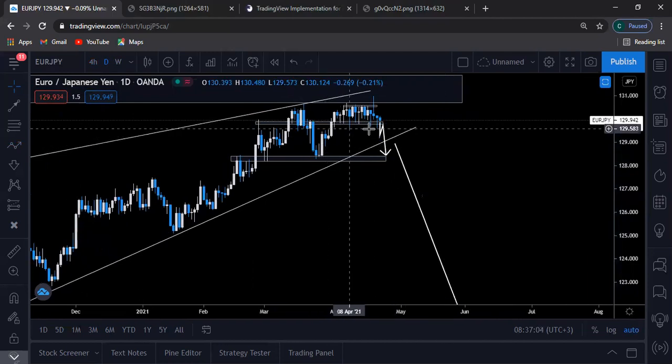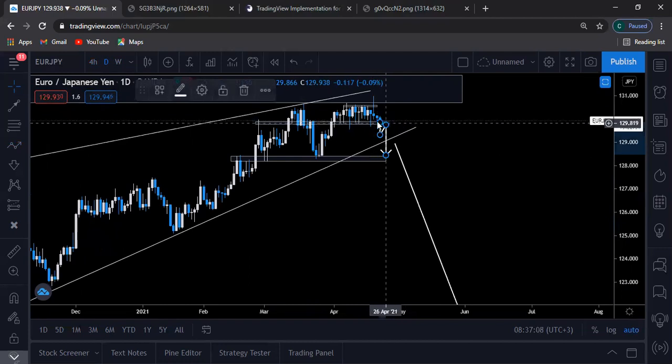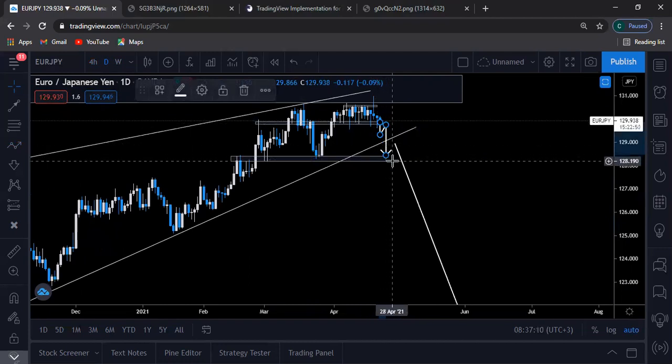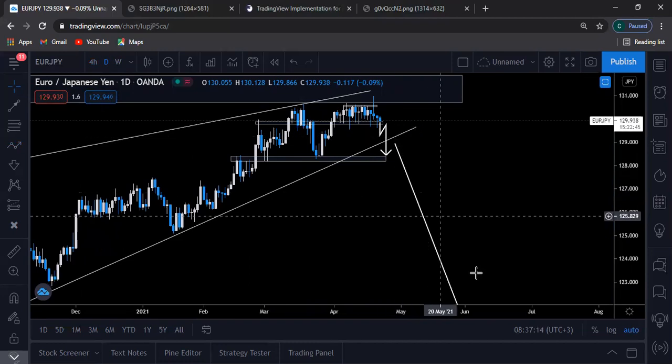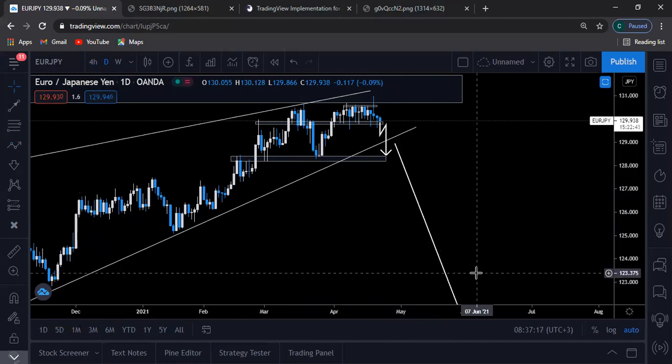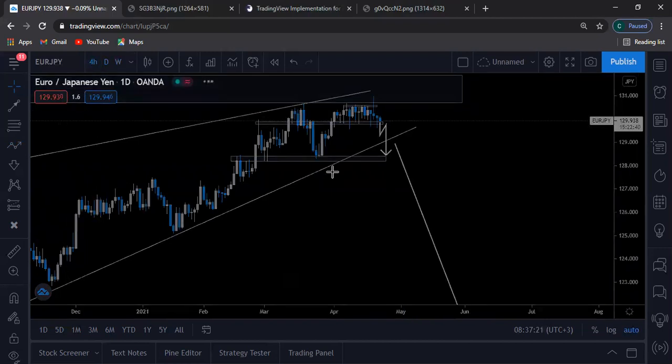What we should be expecting now is prices to break below this zone, retest it, and fall all the way down here, right? Once it does, retest this broken trend line, and then push all the way down there. So that's how I expect EURJPY to play out. I hope you'll keep an eye out for it.